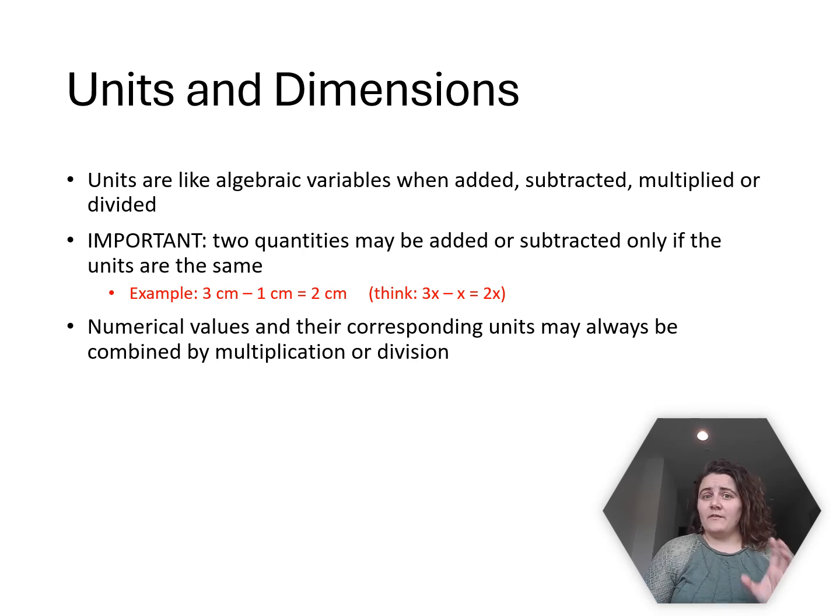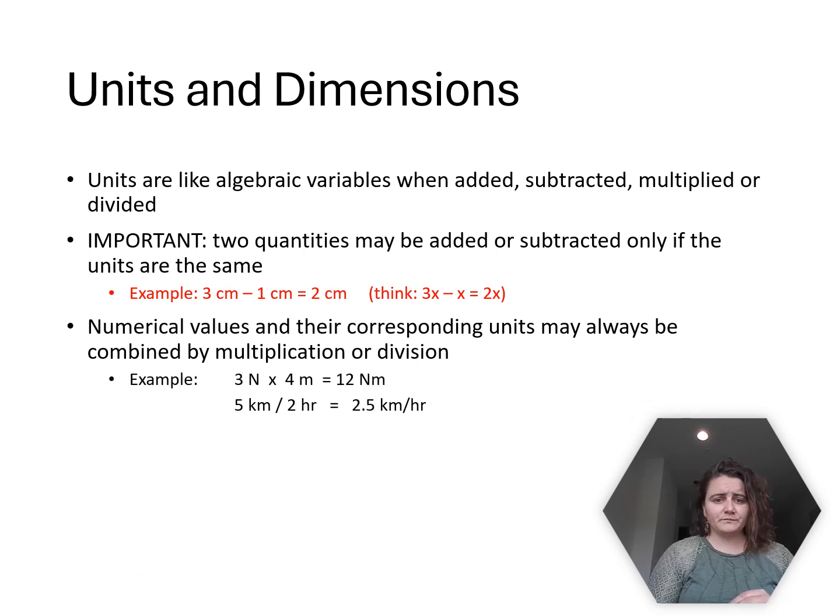If we have numerical values and we are multiplying or dividing, so now we're in a different place, we can always combine those units by multiplication or division. So as an example, we can take 3 newtons, multiply it by 4 meters, and get 12 newton meters. That is a unit you've probably seen in physics before, force times a length, right? And we get a new unit out of that.